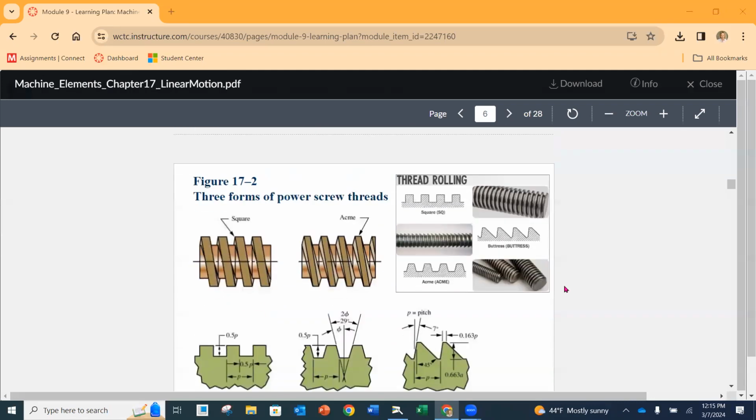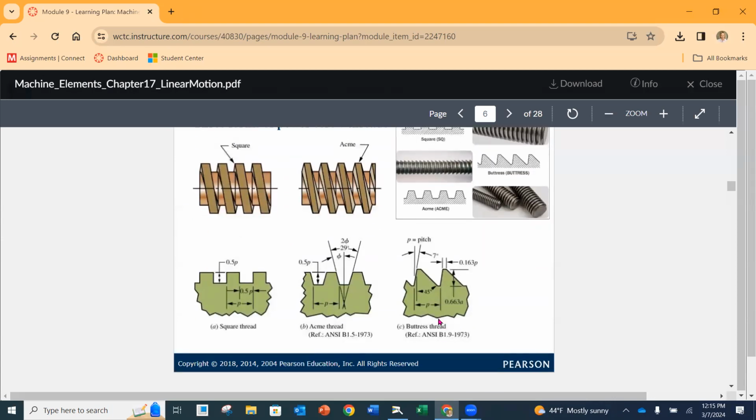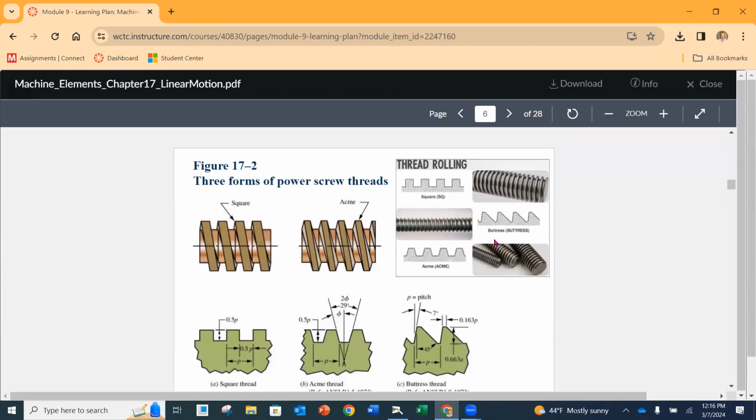Now, as I said earlier, there are a couple of different types of thread forms that are popular for lead screws. The three are the square, the acme, and what they call the buttress. The buttress is the one in the middle up here on this illustration. They didn't have a nice pictorial of that particular one, so I wanted to show you this illustration, which I thought was nice. Really, the difference between them is the thread form.